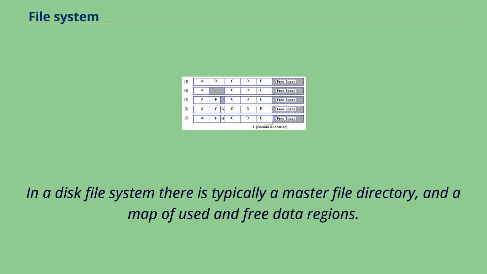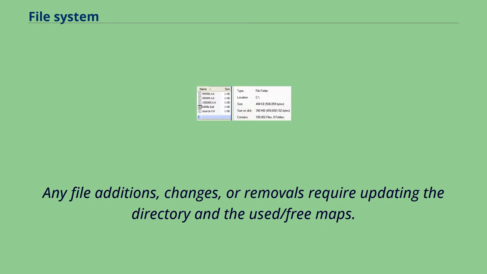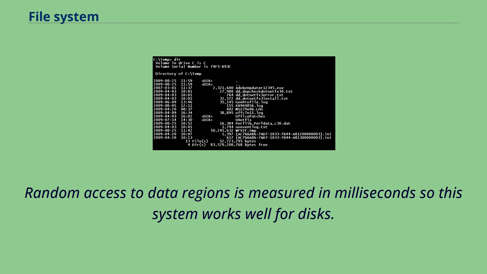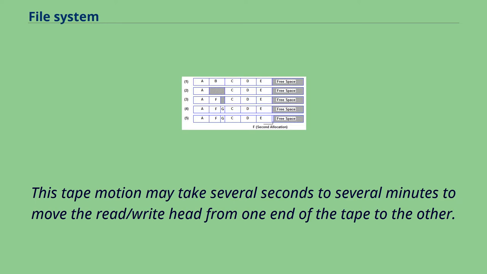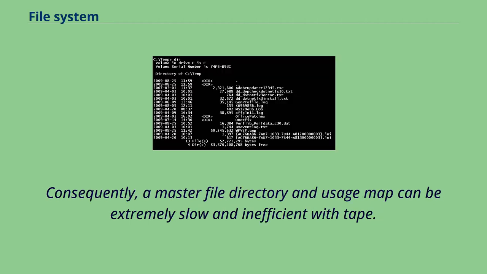In a disk file system, there is typically a master file directory and a map of used and free data regions. Any file additions, changes, or removals require updating the directory and the used/free maps. Random access to data regions is measured in milliseconds, so this system works well for disks. Tape requires linear motion to wind and unwind potentially very long reels of media. This tape motion may take several seconds to several minutes to move the read/write head from one end of the tape to the other. Consequently, a master file directory and usage map can be extremely slow and inefficient with tape.